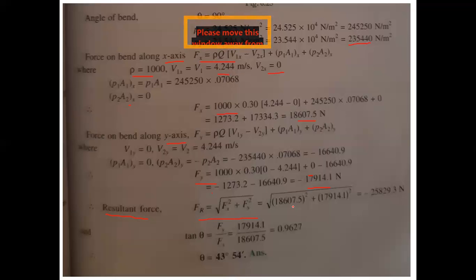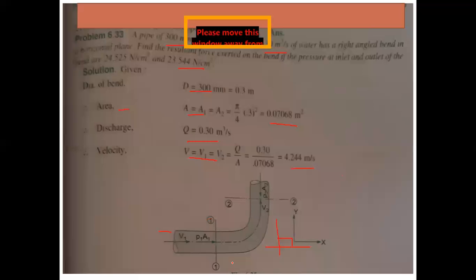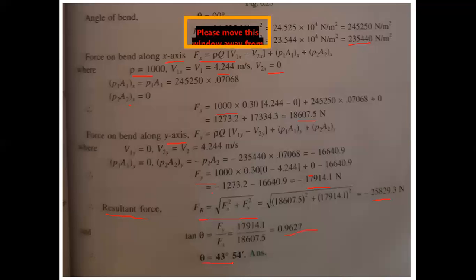Substituting these values into the formula, you get this value. Now, what is the angle you have to find? Tan theta is equal to Fy by Fx, which is equal to 0.9627. Therefore theta is equal to 43 degrees 54 minutes. That is the value you get for this pipe bend problem.